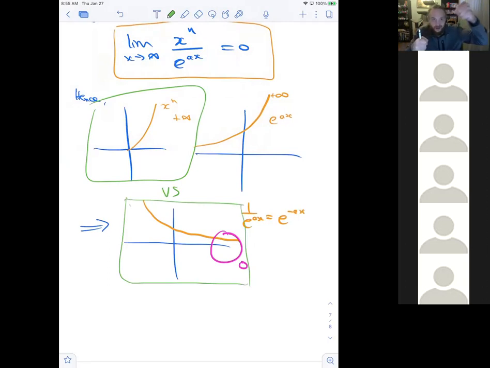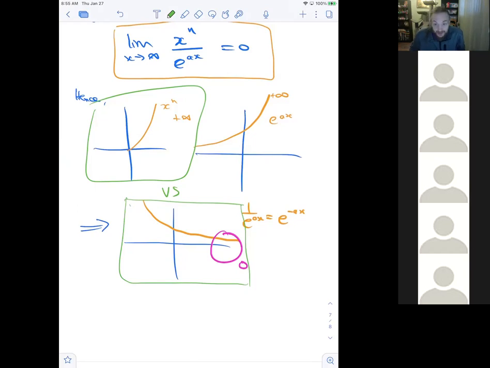Now I have a tug of war, and I have this ratio. 1 over e to the ax is trying to go to 0. x to the n is trying to go to positive infinity. And this is indeterminate. I'm going to use L'Hospital's rule to show that this limit is 0, which means 1 over e to the ax wins this tug of war and goes to 0.